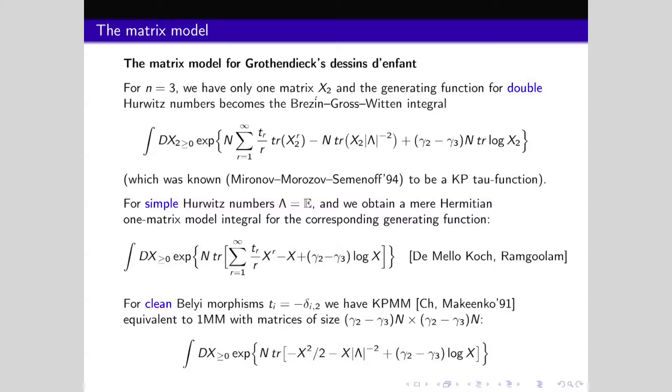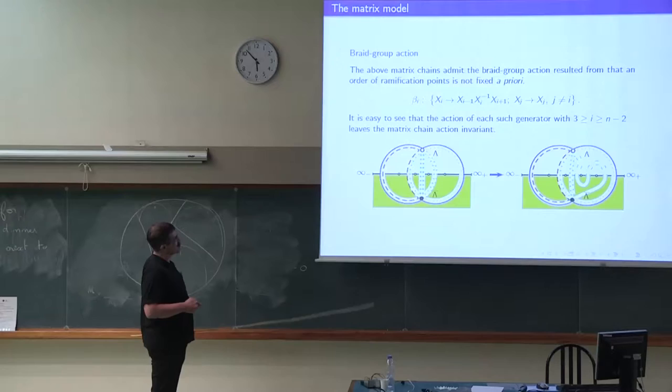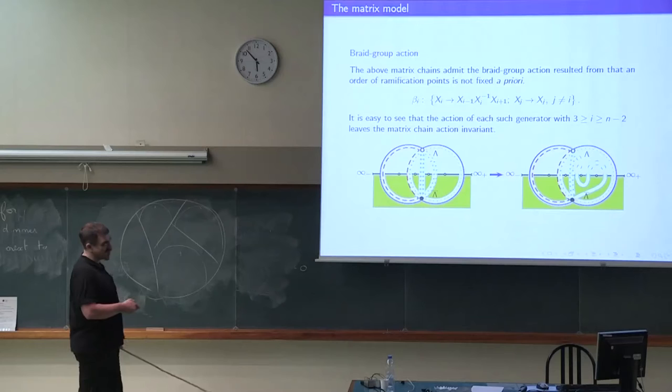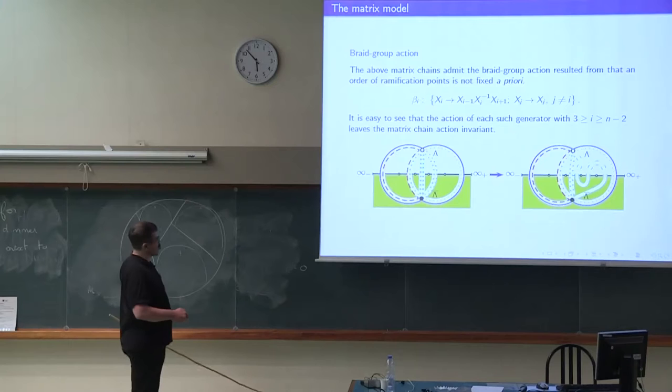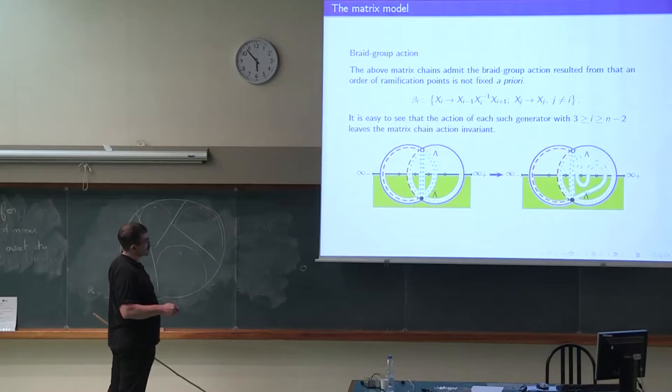First of all, let me say why this model is somehow better than the standard chain of matrices, because this model has more symmetries. And these symmetries actually come from the fact that we don't have a prescribed ordering of branch points, because no one ever told us that this is the first, second, third, and so on. Of course, instead of considering splitting of this sort, we can consider the splitting of that sort.